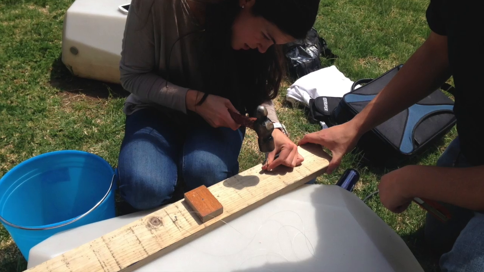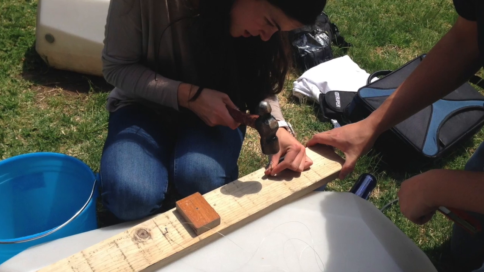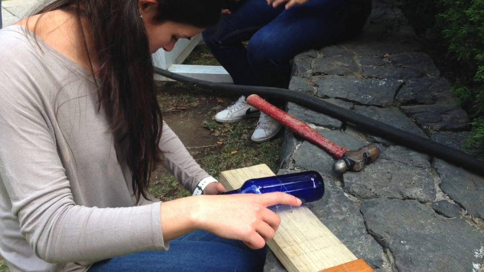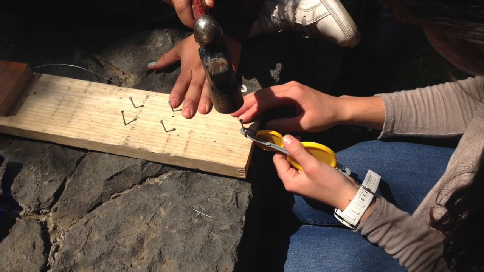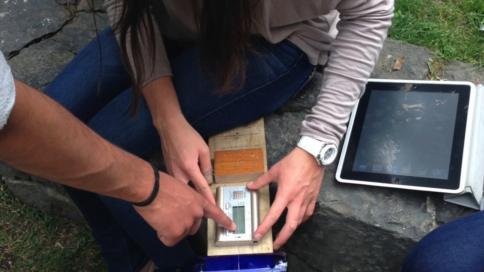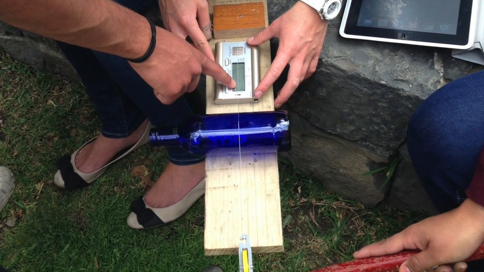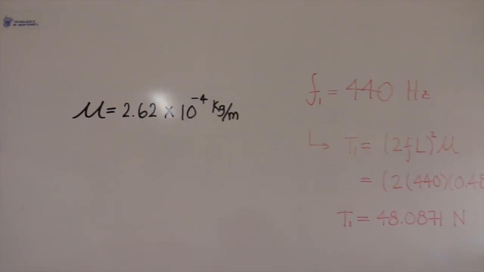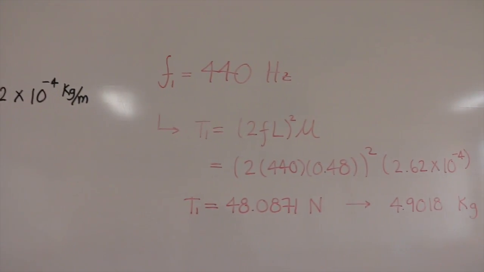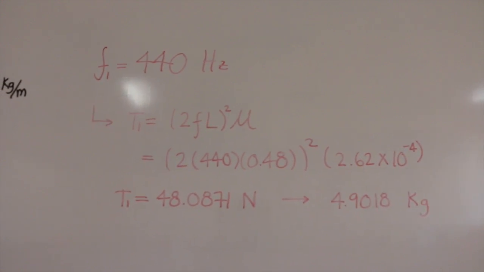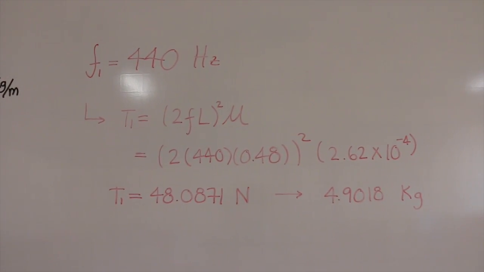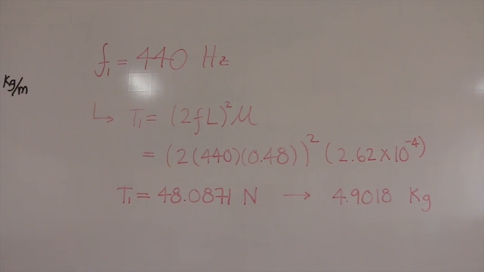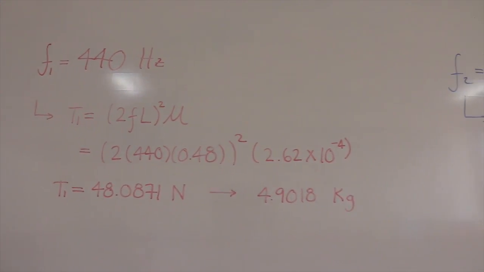We constructed a diddly bow with a wooden board, a cube, some nails, a glass bottle, a string, and a pulley. The linear density we obtained for the string was 2.62 times 10 to the minus 4 kilograms over meter. The first frequency we want to obtain is 440 Hz, so by solving for the tension, we obtained that the weight necessary was 5 kilograms.